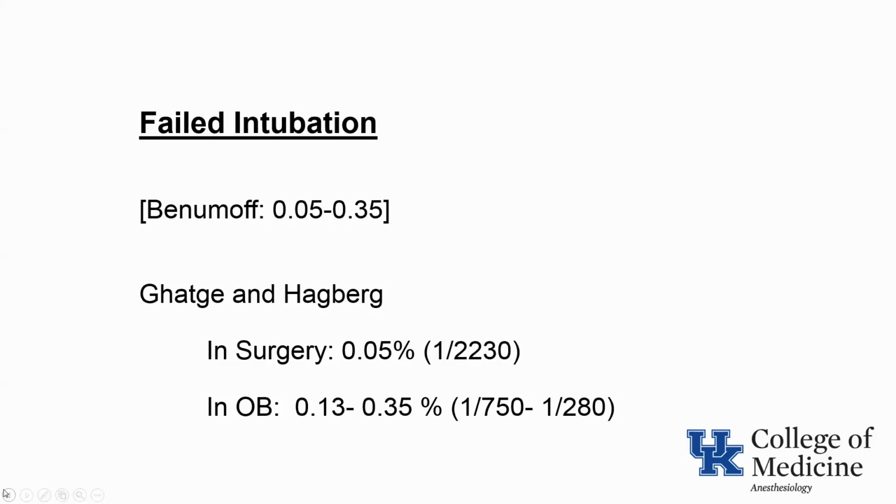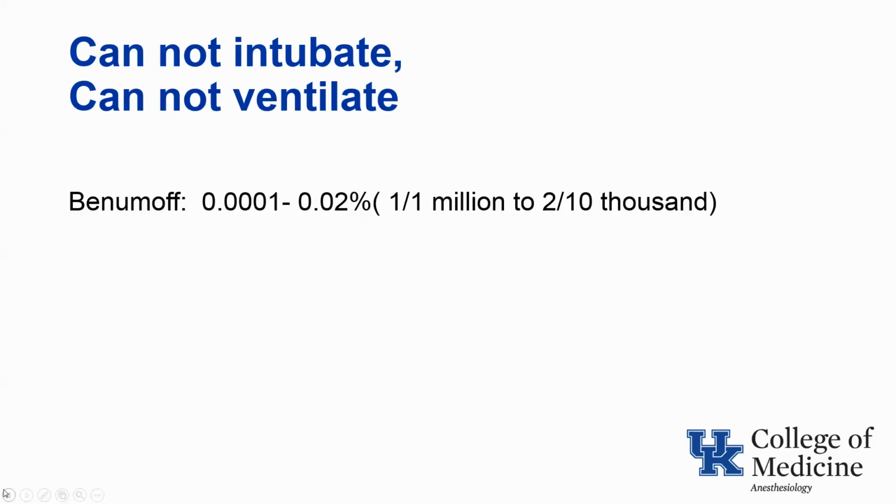In their review article, Gal and Herbert found an incidence of about 1 in 22,000 patients in surgery and about 1 in 500 patients in OB. The most dreaded situation of cannot intubate and cannot ventilate has been estimated at between 2 in 10,000 and 1 in a million.